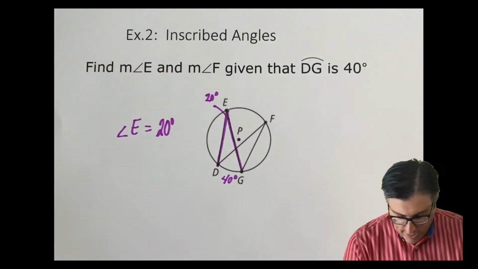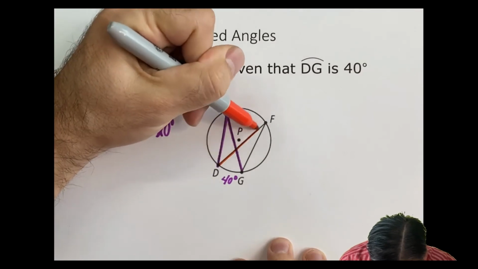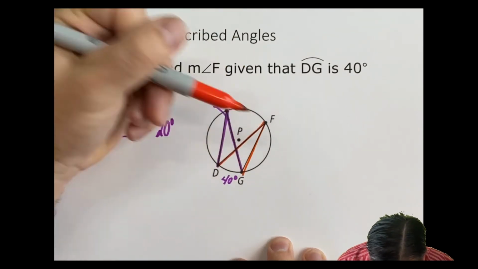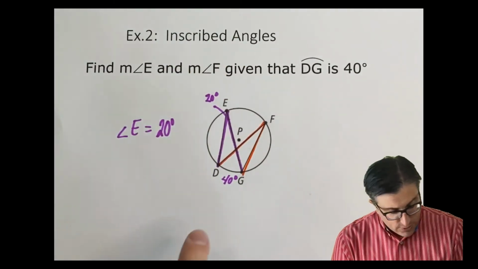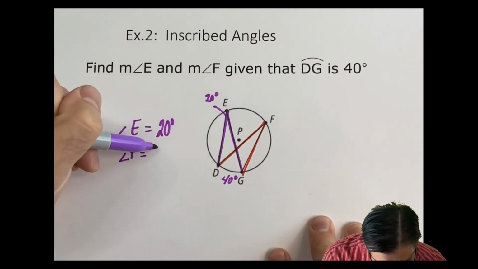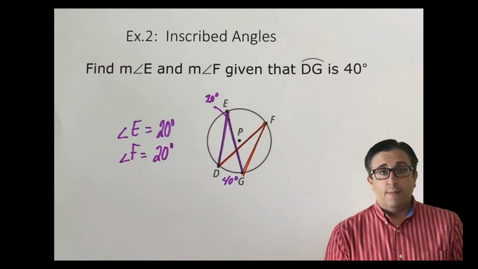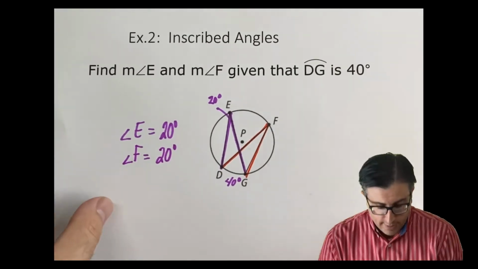I then can trace arc DG by chords DF and GF. They also make a 40 degree arc, which means angle F is also 20 degrees, using corollary number 1 that we spoke about in the notes.